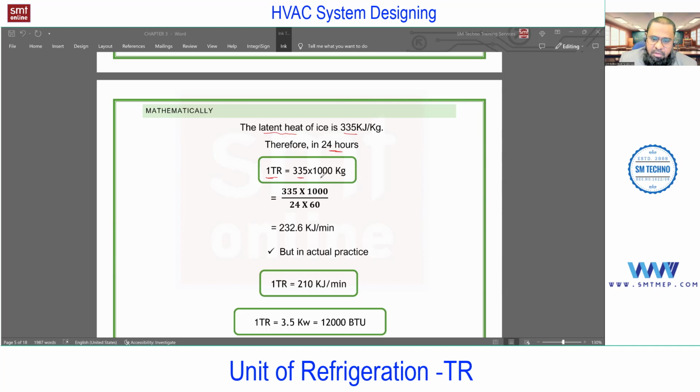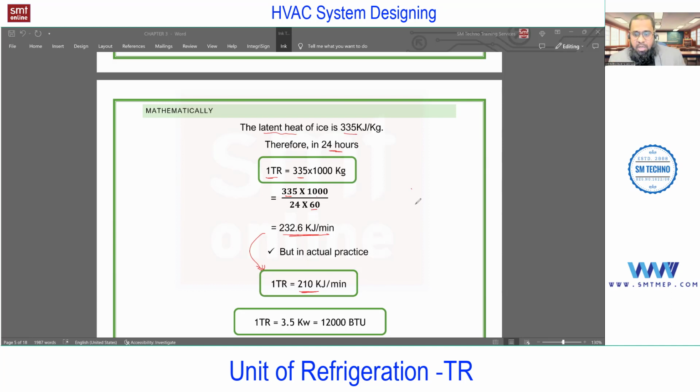335 multiplied by 1000 kg. In terms of timing, 335 multiplied by 1000 divided by 24 into 60. Why 60? Because I want the result in minutes. For example, commonly we are using this. So the result is what? 232.6 kilojoules per minute. In actual practice, considering the losses and other assumptions or conditions, we consider this value as standard, 210 kilojoules per minute. 1 TR equals 210 kilojoules per minute.